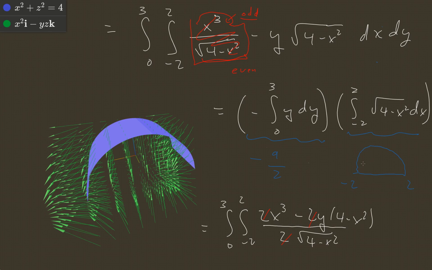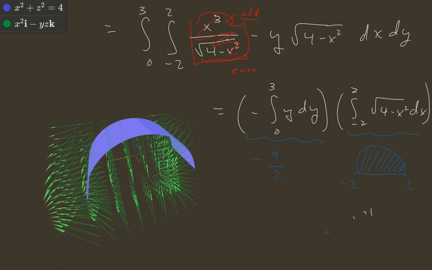This term, instead of integrating this, let's just recognize that this is calculating, from -2 to 2, half the area of a circle of radius 2. So the area of a circle is pi r squared. So this term will be pi times 2 squared over 2, so that's just 2 pi. And so we'll get the flux overall is -9 pi.